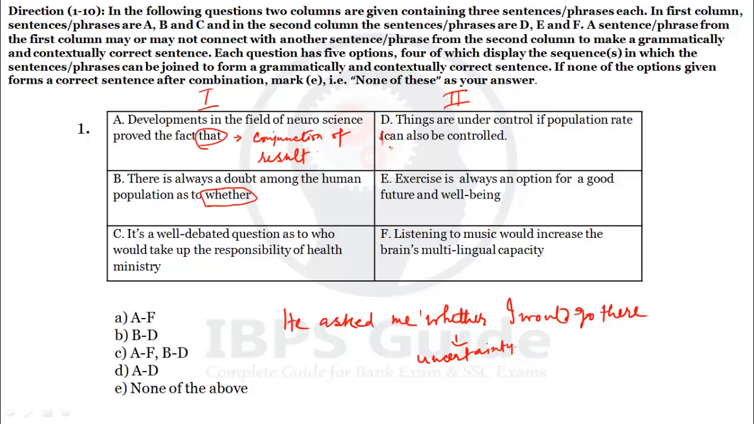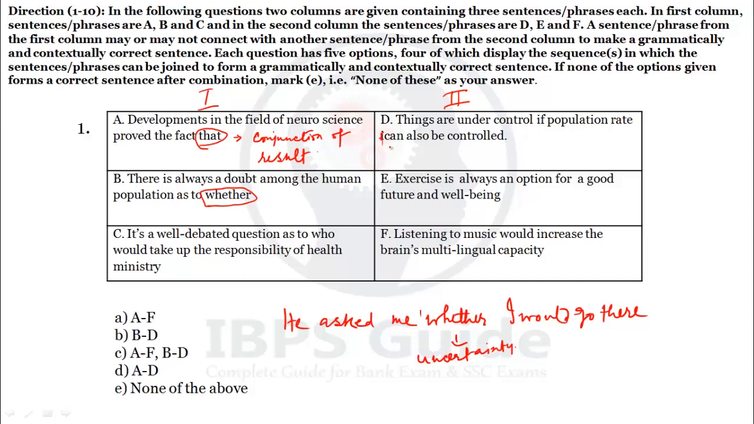Developments in the field of neuroscience proved the fact that. In the options we get AF, BD, AF and BD, A and D. So first we go through A and F. Developments in the field of neuroscience proved the fact that listening to music would increase the brain's multilingual capacity. Neuroscience and brain are co-related words. So developments in the field of neuroscience proved the fact that listening to music would increase the brain's multilingual capacity. AF may be our answer.